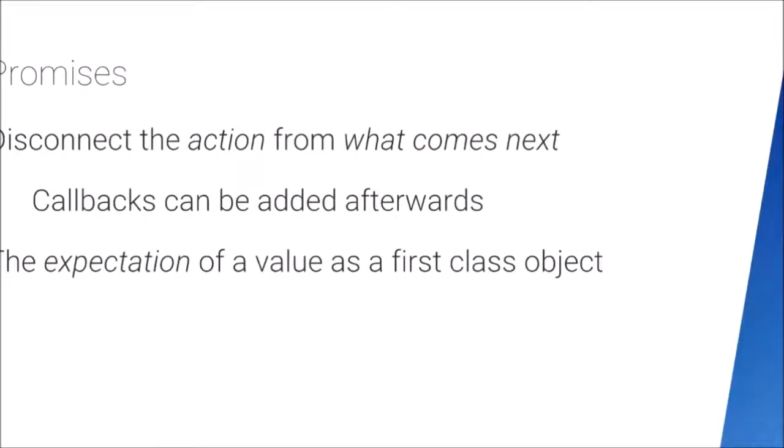So the fundamental improvement that promises made was this decoupling of the initialization of an action, right, the initiation of an operation, from what comes next. With promises, we can initiate operations and then worry about what happens next. They abstract the idea of waiting, of expecting a future value, and they allow us to treat that expectation as a first-class object in our code.